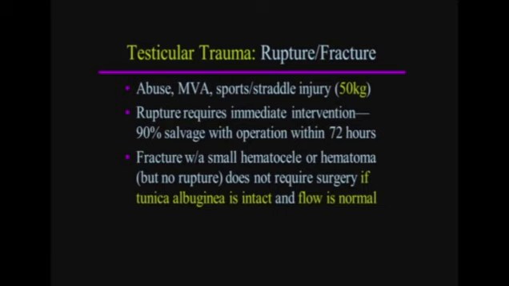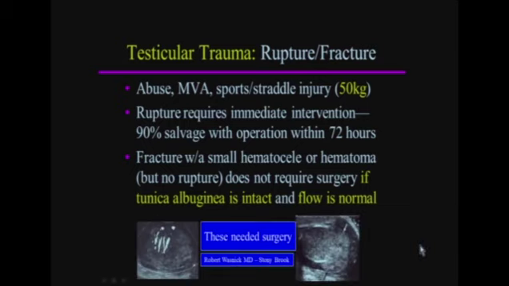Rupture or fracture of the testicle may occur with abuse, with motor vehicle accidents, with sports straddle injuries thought to be a 50 kilogram pressure or greater. Rupture requires immediate intervention. There's a 90% salvage of ruptured testes if operated on within 72 hours, according to at least one source. Fractures with a small hematocele or hematoma but no rupture does not require surgery if the tunica albuginea is intact and flow is normal, according to some sources as well.